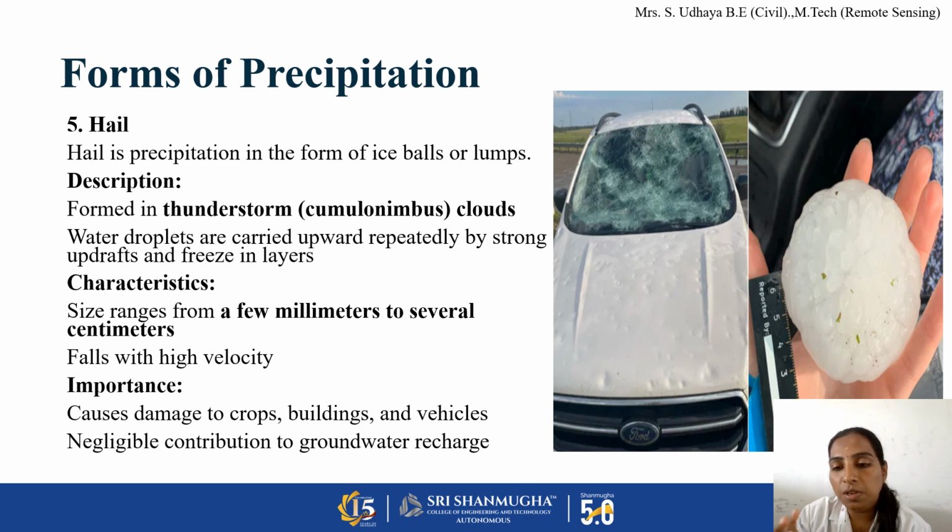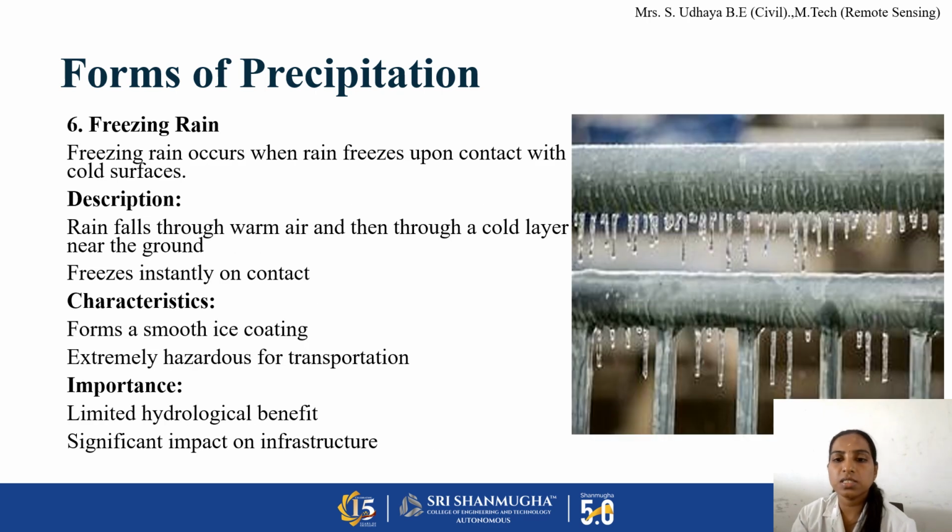So it is coming from such a height. Hail, when it reaches the earth surface, will break even the glasses of cars and other brittle objects. Okay, it causes damage to crops, buildings, vehicles, and its contribution is very negligible for groundwater recharge.